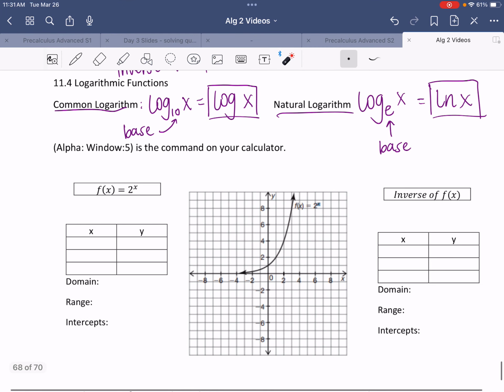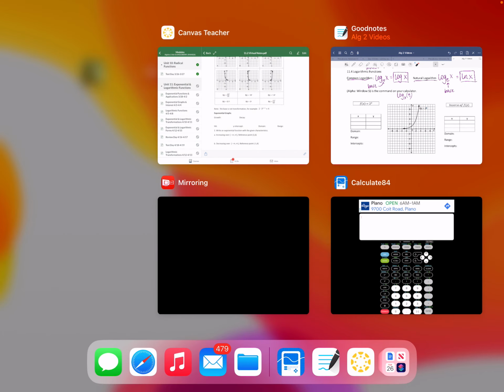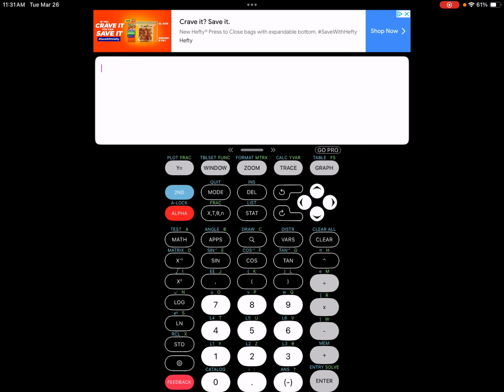If you want to get a different base on your calculator, and again, we'll get into this more throughout the unit, say that we want to type log base 3 of 9, then there's another calculator step that is alpha, window, and number 5. So I can go to my calculator. Green button is alpha, windows on the top row. Go to option 5. It says log base, and you get to put whatever base you want. So I put the little base subscript of 3. I put the 9 in parentheses, and I press enter and get 2. And we'll talk about why we get 2 in just a second.